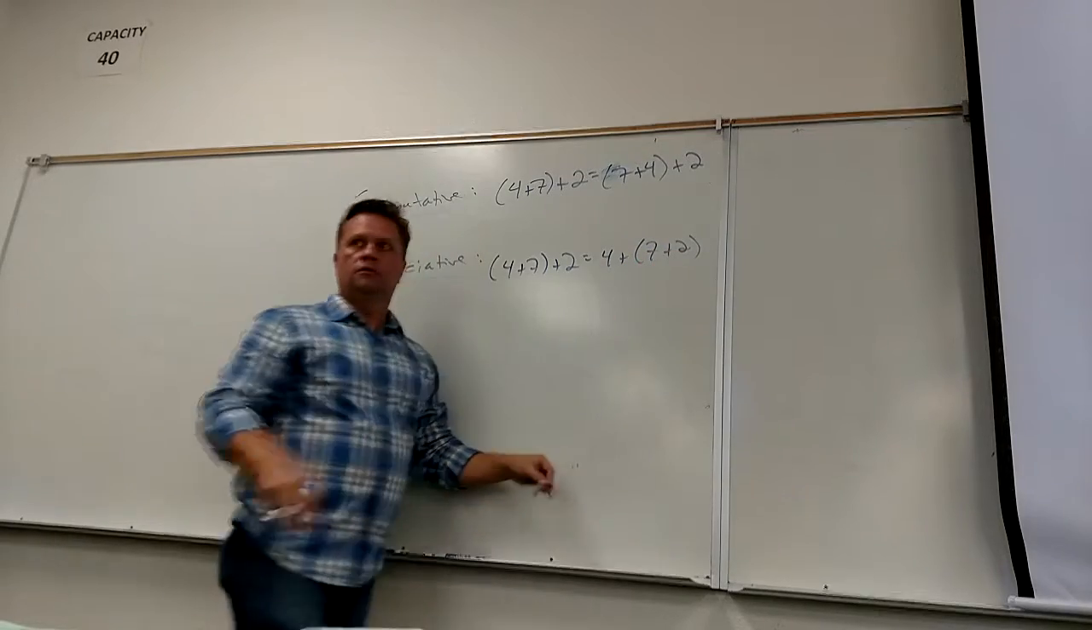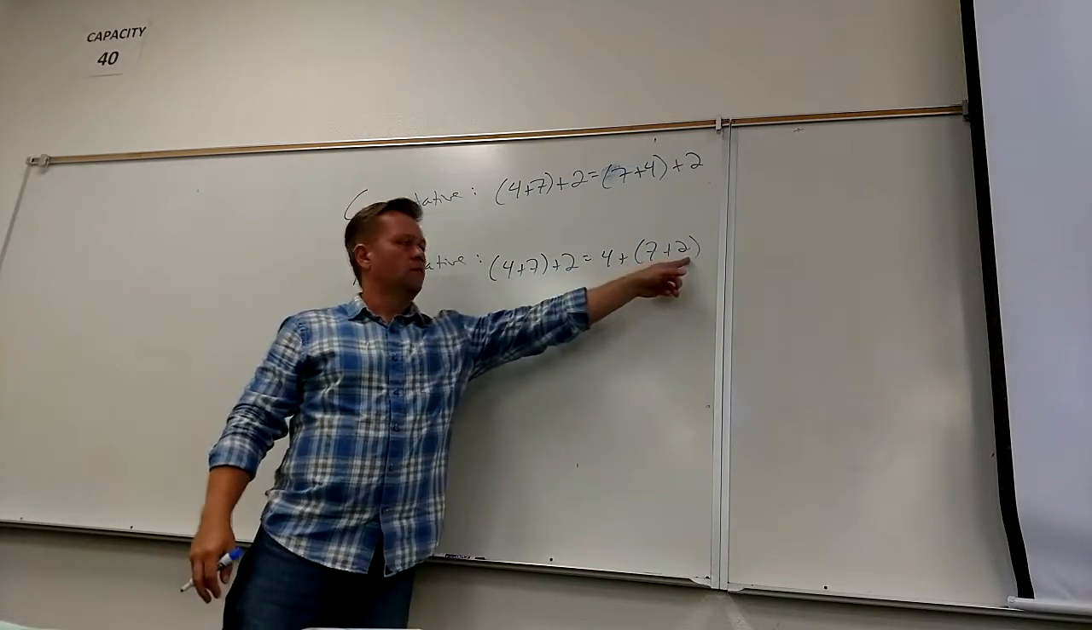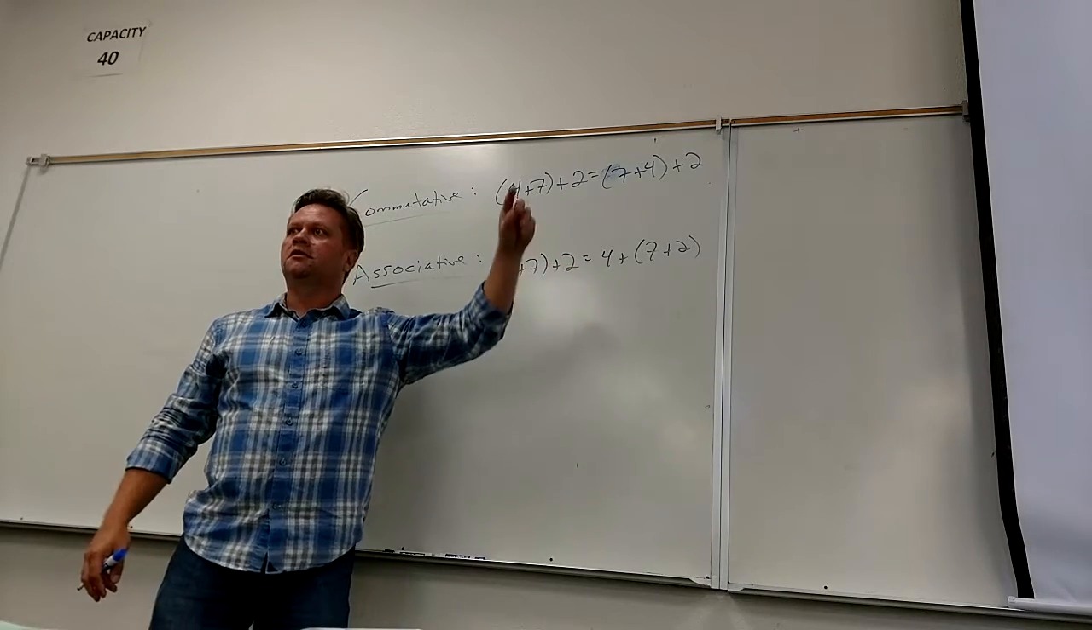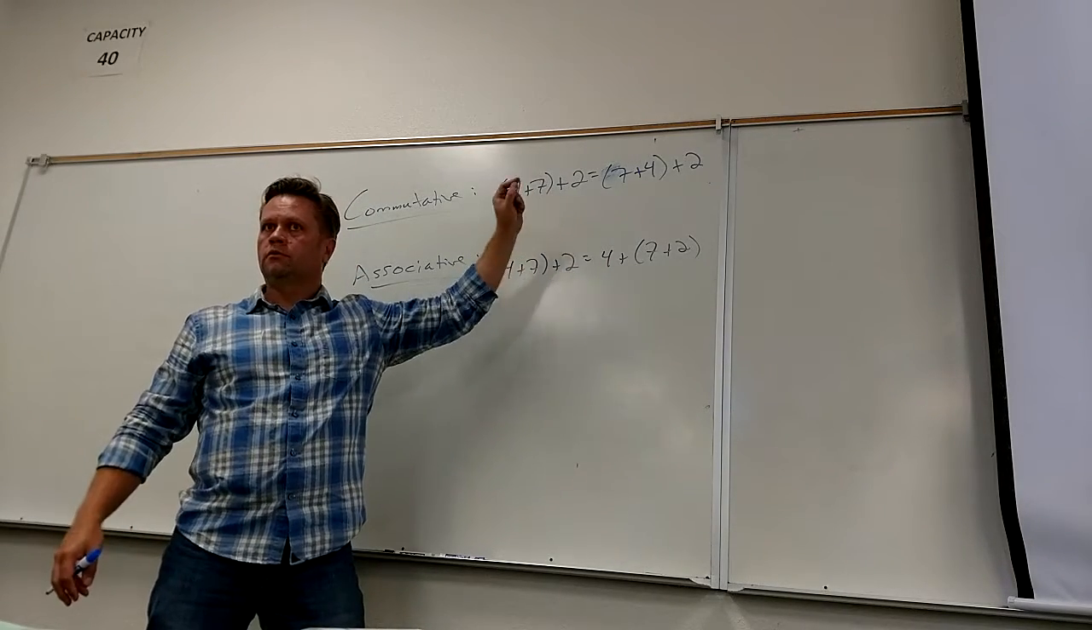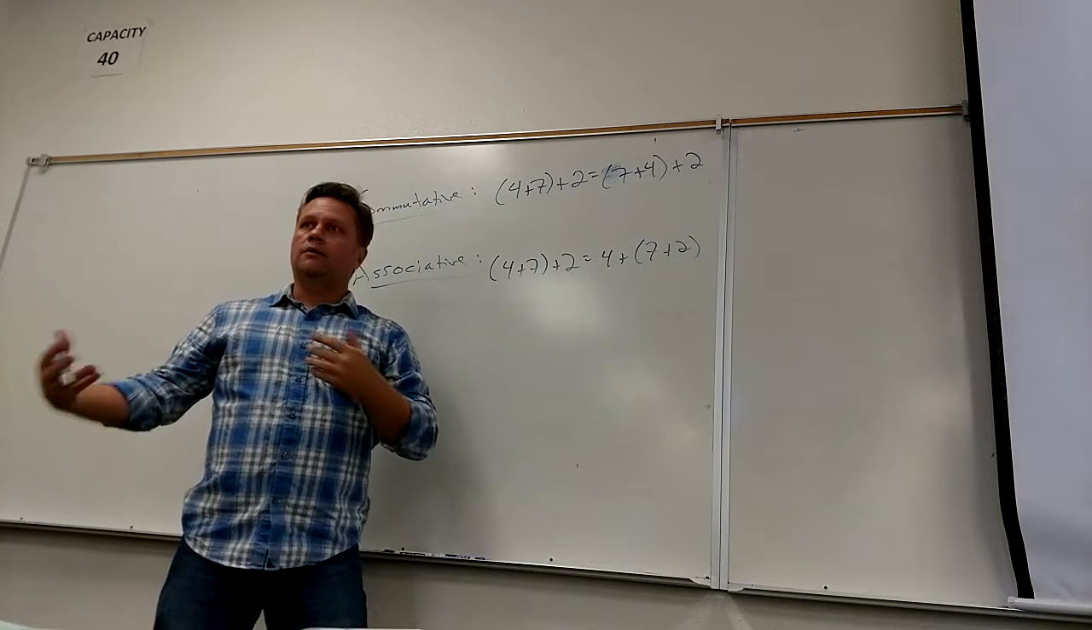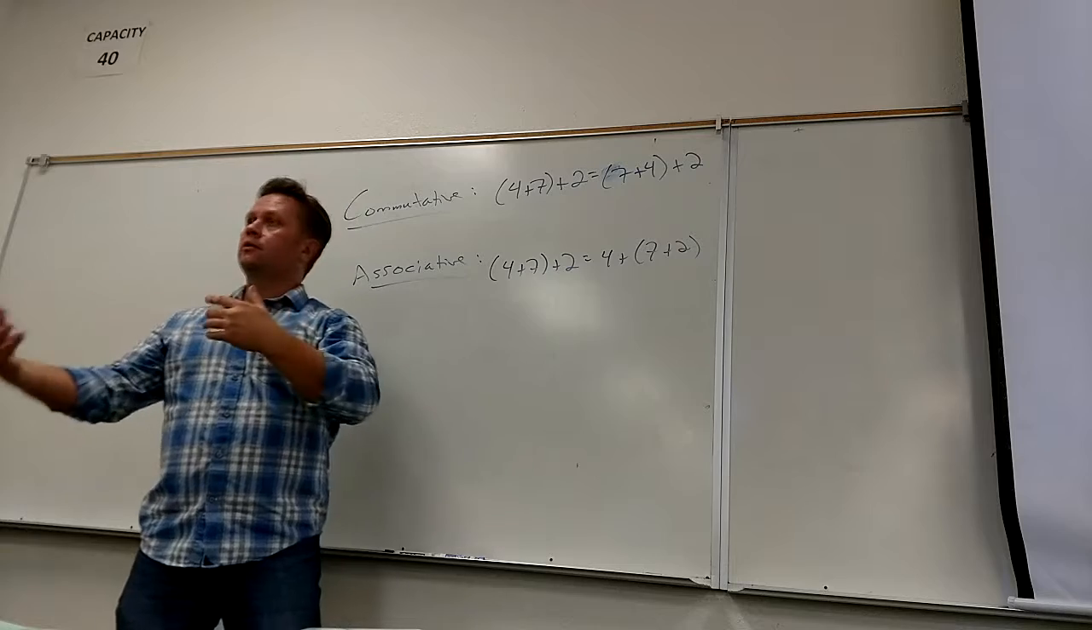It would look like that. Did any individuals move? No. What moved? Parentheses. So parentheses associate. Individuals commute. It's just a name of a property that some systems and some operations have and some others don't.